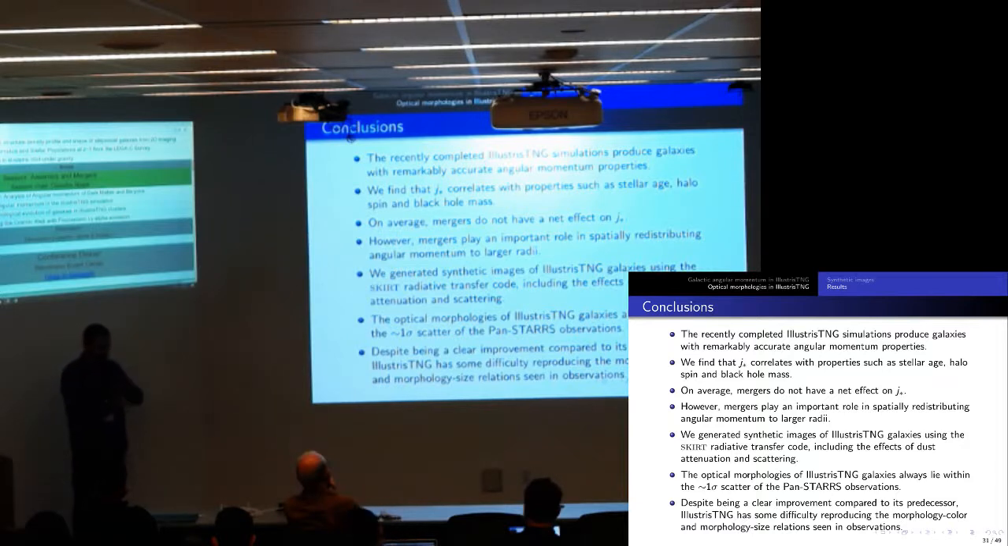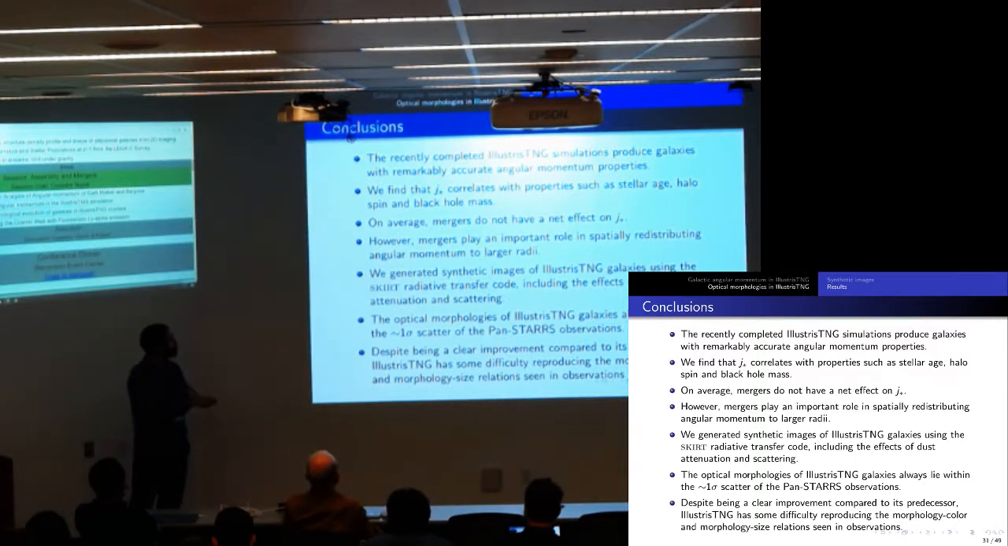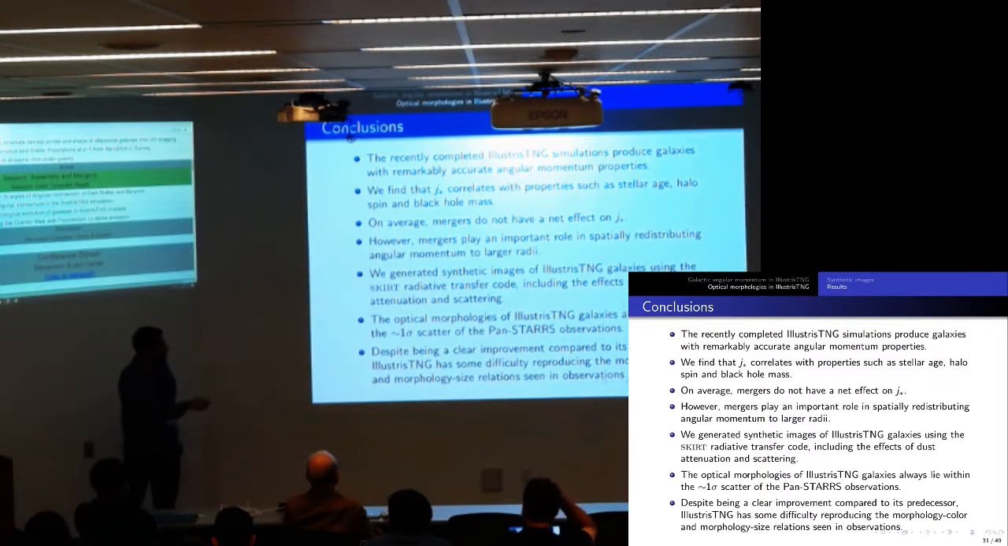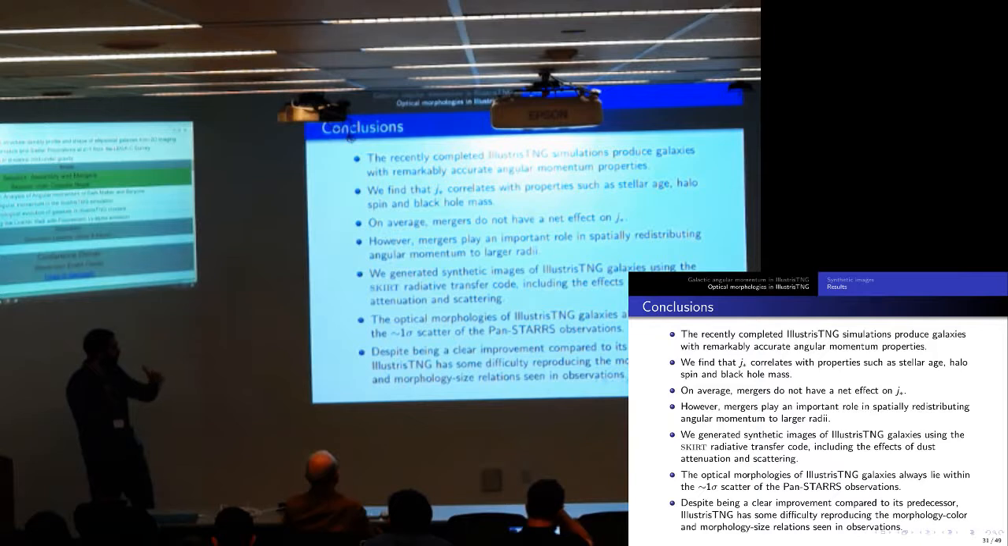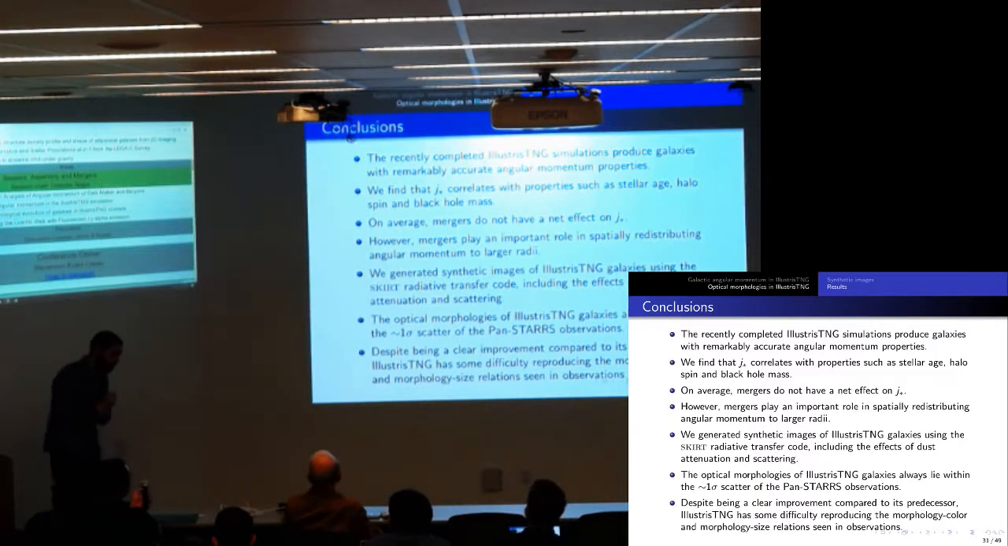The recent IllustrisTNG produces galaxies with very realistic angular momentum properties, and we find that it correlates with stellar age, halo spin, black hole mass. On the other hand, mergers do not have a net effect on the angular momentum on average, but they do have an effect in pushing this angular momentum outwards to larger radii.